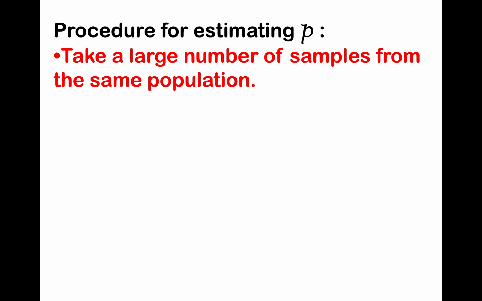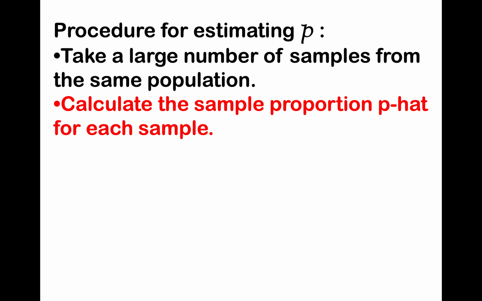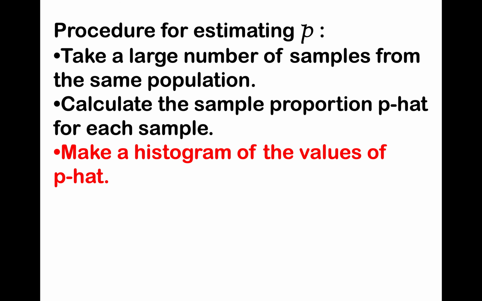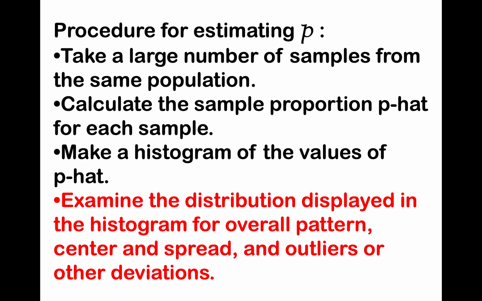So the procedure for estimating p, just like the sample mean, we've dealt with that before, was x bar. The sample proportion is going to be p hat with the little upside down v on top, p hat. So here's the procedure. You take a large number of samples from the same population. You calculate the sample proportion p hat for each sample. Make a histogram of the values of p hat. And then examine the distribution displayed in the histogram for overall pattern, center and spread, outliers, or other deviations.